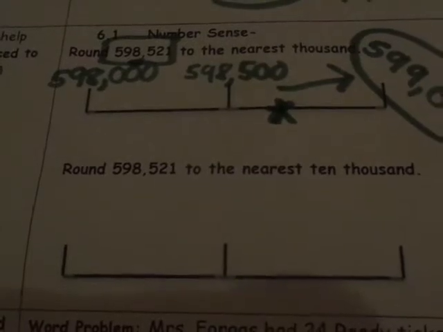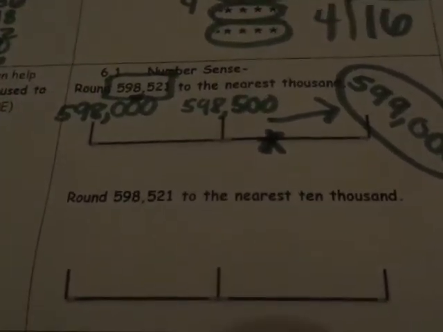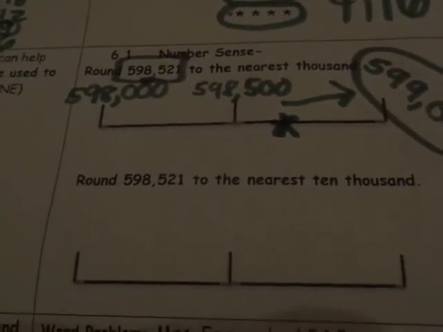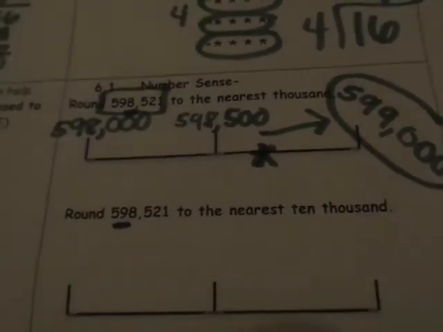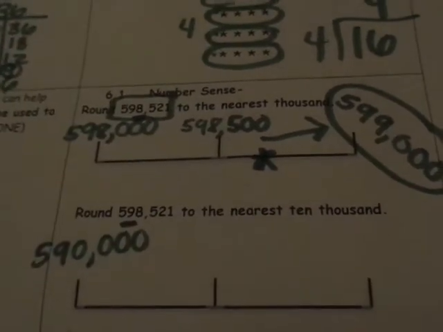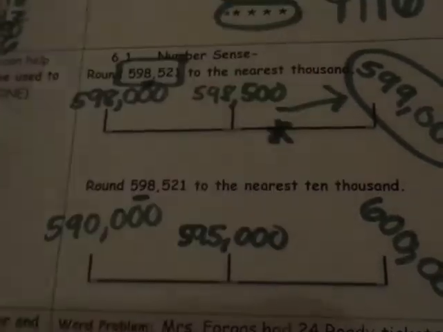All right, next part of this question asks us to round the same number but to the different place value. So it's asking us to round to the 10,000s. So which digit is in the 10,000s place? That's our 9. So over here we have 590,000. If we add 10,000 to it, we get 600,000. And then our midpoint would be 595,000.